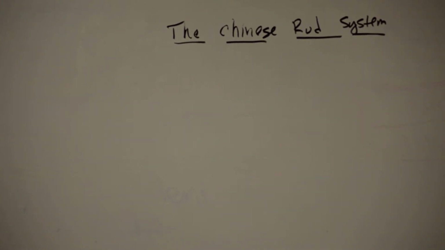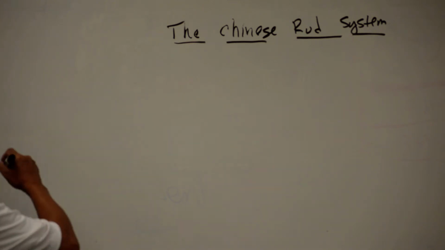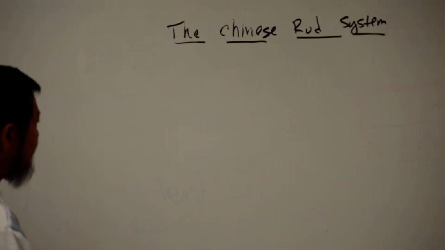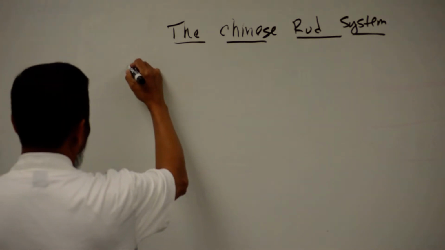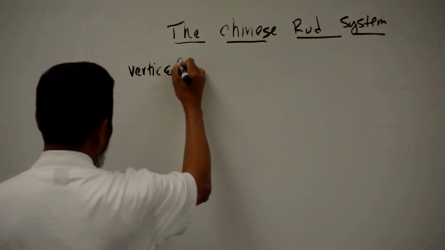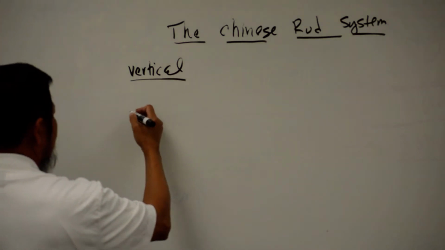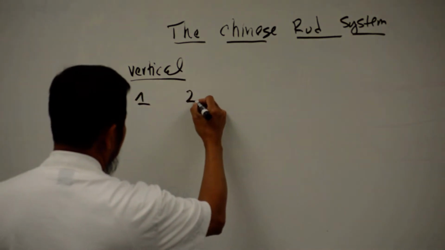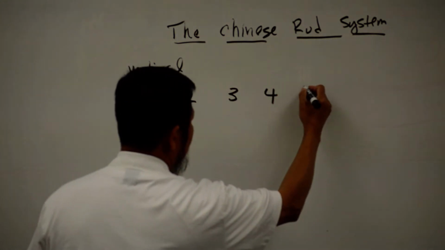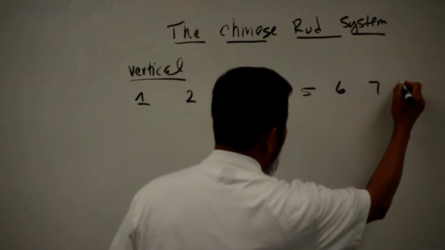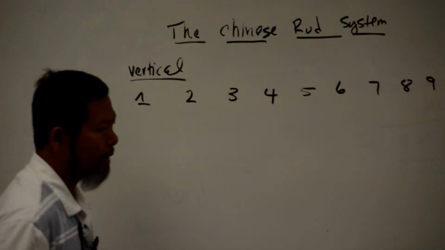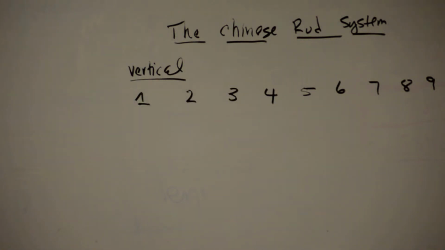So the Chinese rod system is similar to our base system. It's base 10. We have divided into two different arrangements. The first one is called the vertical arrangement. 1, 2, 3, 4, 5, 6, 7, 8, 9. So that is the vertical arrangement.